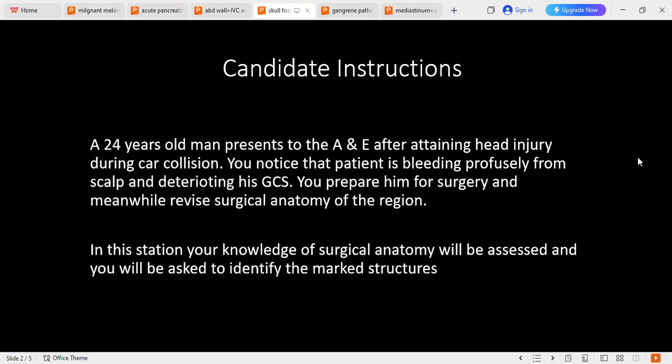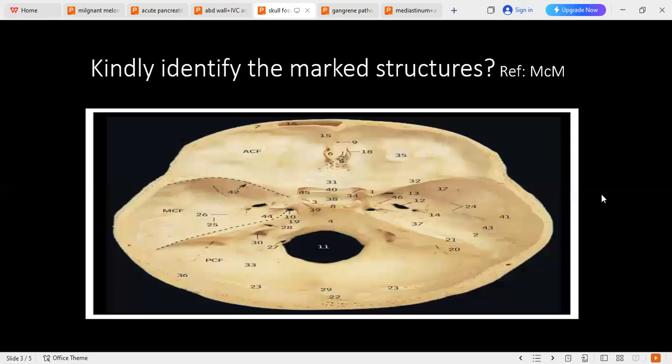Okay, ma'am, I'm ready. Okay, so if you read and understood considering it's surgical anesthesia, please tell me what exactly are you looking at? I'm looking at the base of skull. Okay. How would you divide the base of the skull? I divide base of the skull into anterior, middle, and posterior cranial fossa.